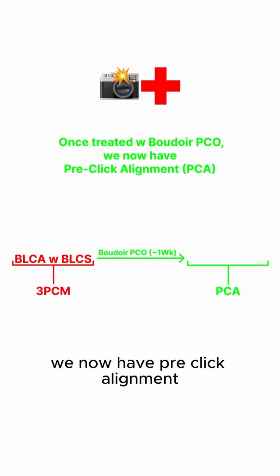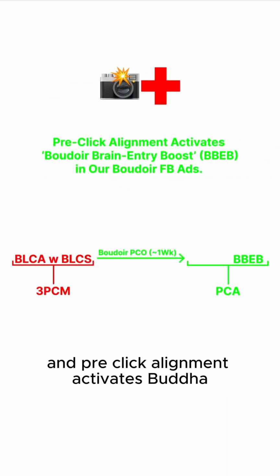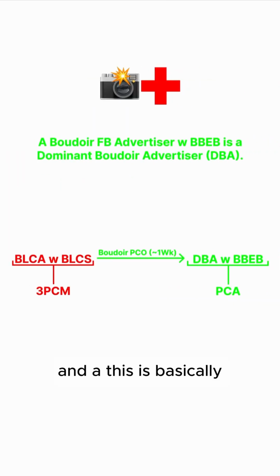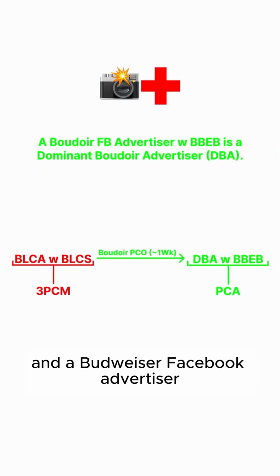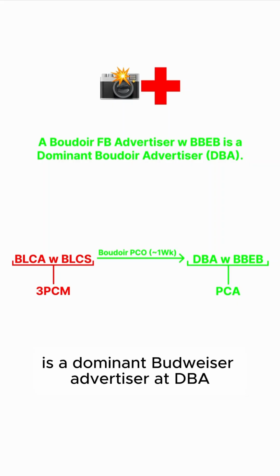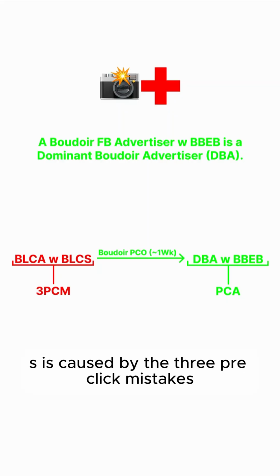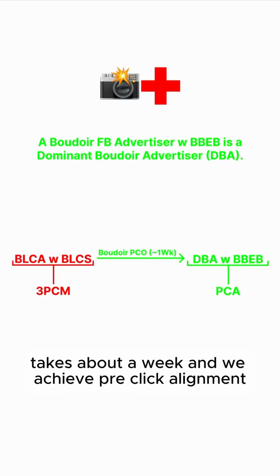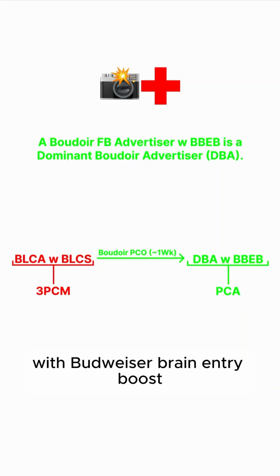Now, once treated with Boudoir Pico, we get rid of the 3 pre-click mistakes, and we now have pre-click alignment. Pre-click alignment activates Boudoir brain entry boost in our Boudoir Facebook ads. And this is basically when we've got our unique CTR all above 6%. A Boudoir Facebook advertiser with Boudoir brain entry boost is a dominant Boudoir advertiser, a DBA. So we've got our full universe here: a BLCA with BLCS is caused by the 3 pre-click mistakes. That's easy enough. It's treated with Boudoir Pico, which takes about a week, and we achieve pre-click alignment. We become a dominant Boudoir advertiser with Boudoir brain entry boost.